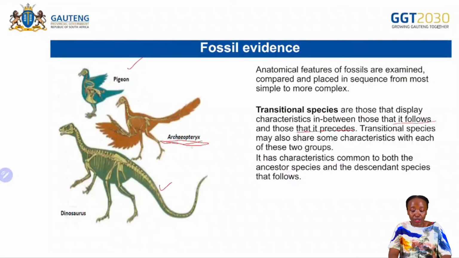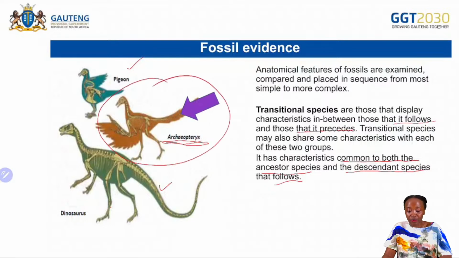So when you look at the diagram on the left, there's a dinosaur and there's a pigeon, and then we have this one in between, which is called the Archaeopteryx. So when you look at the features of this bird here, it has the features of the dinosaurs. It also has the features of the pigeon above. So it is a good example of what a transitional species is. A transitional species is that species that has characteristics that are common to both an ancestor species and the descendant species that follows. So they have characteristics of the features that belong to both groups.